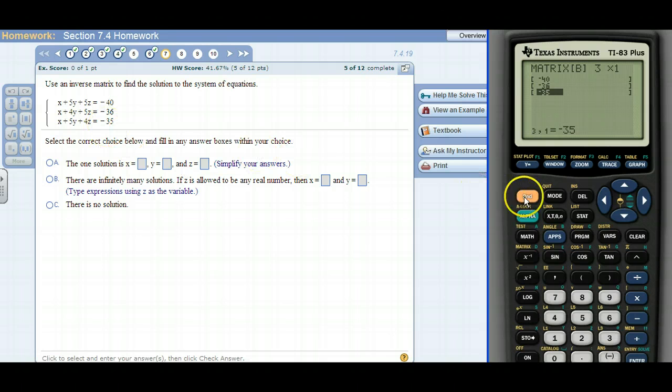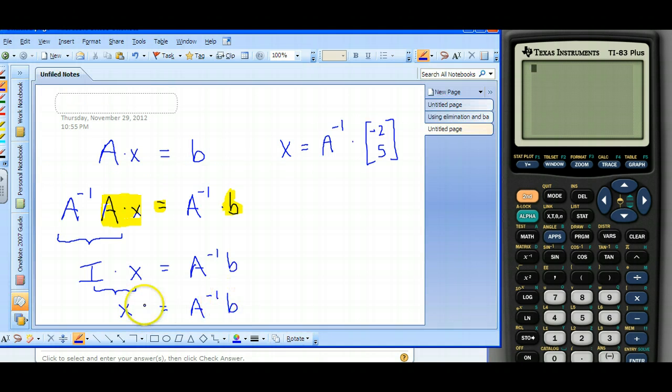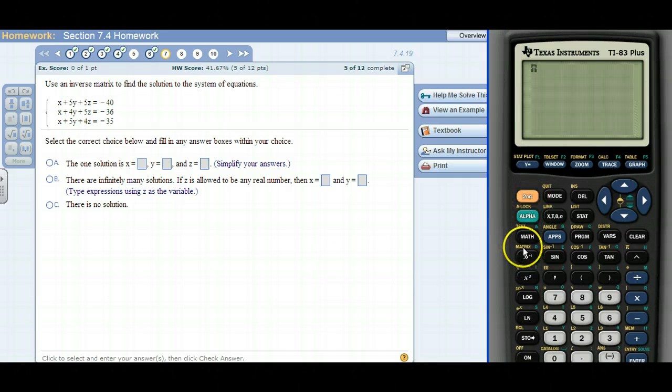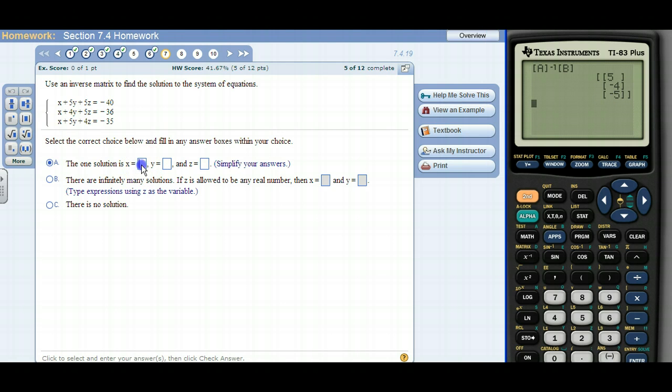Alright, and the way we do this is exactly what this thing says. A inverse times B. That's our X. This is a matrix. We call it X, but capital X represents the matrix XYZ. It represents our solution matrix. So when we solve A inverse times B, there's our X, there's our Y, there's our Z. So 5, negative 4, negative 5.